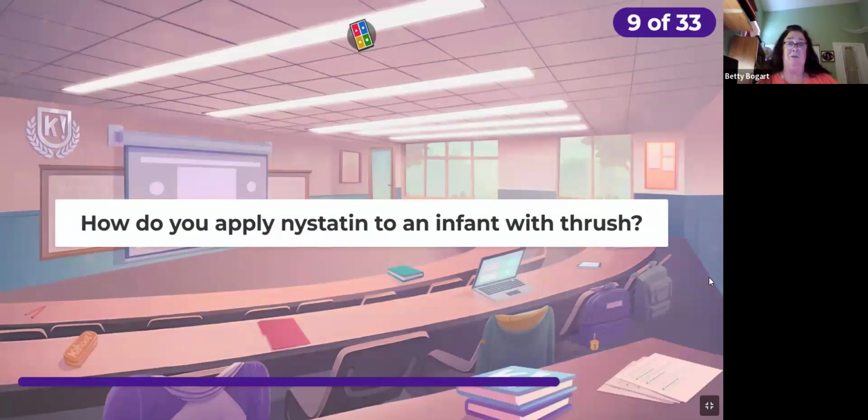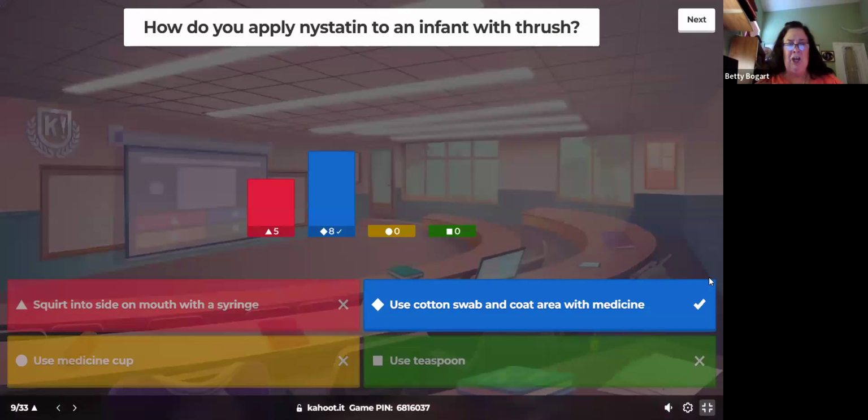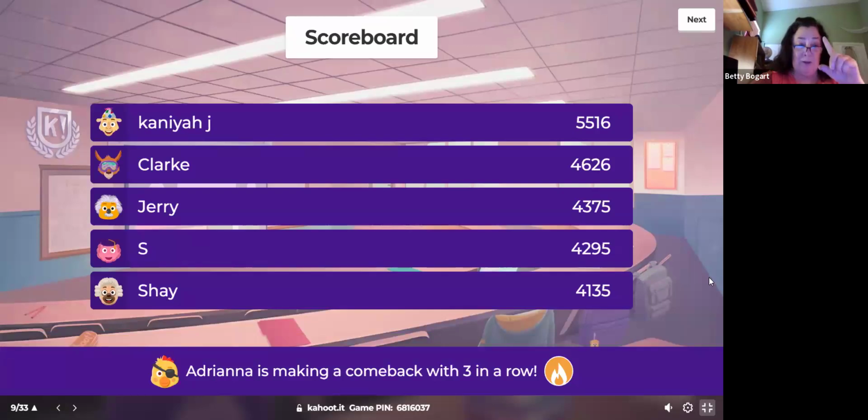You apply nystatin to an infant with thrush. What do you think? Nystatin, remember, thrush is that white stuff on the tongue. And you can't scrape it off. It's yeast. So we put something called nystatin on it. How are you going to do that? Well, you're not going to squirt it into the side of the mouth because that's not getting it onto where the thrush is. It's usually the tongue. They're not going to swish and swallow. So you take a cotton swab and just paint it on there. That's it. Okay? As simple as that. It's a question you're going to see.